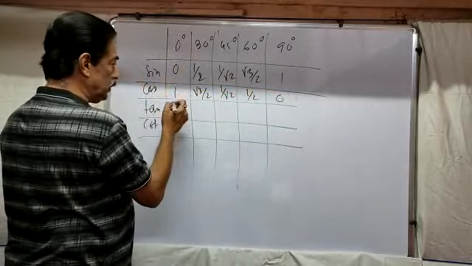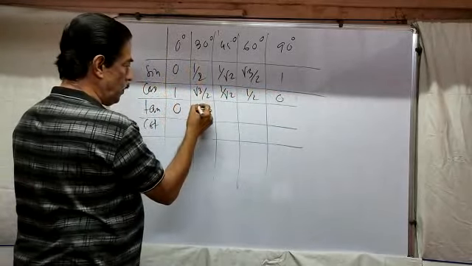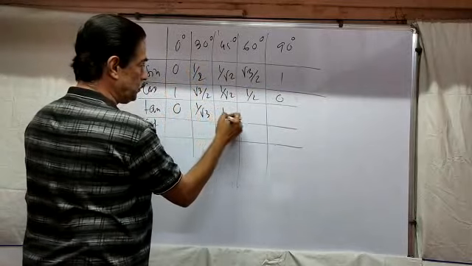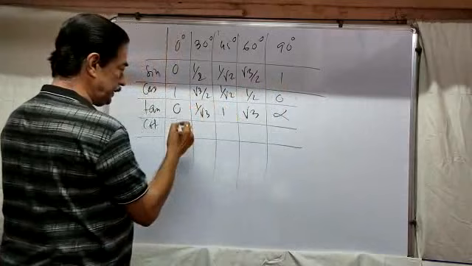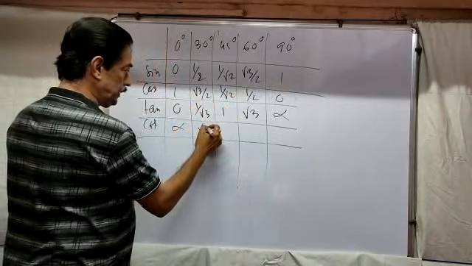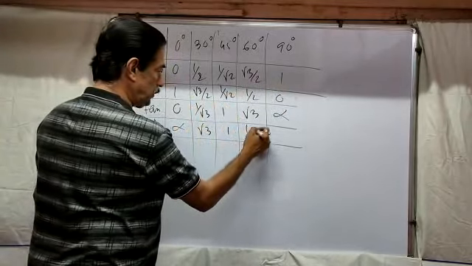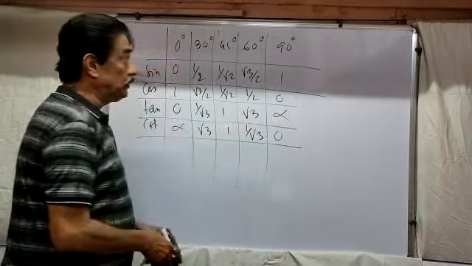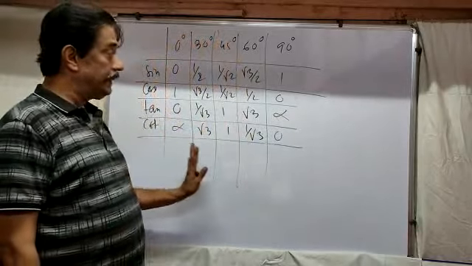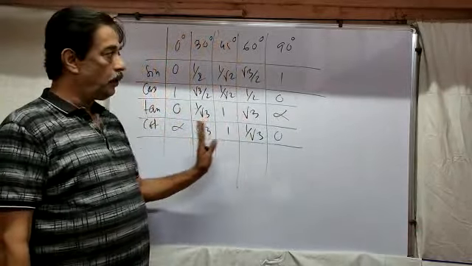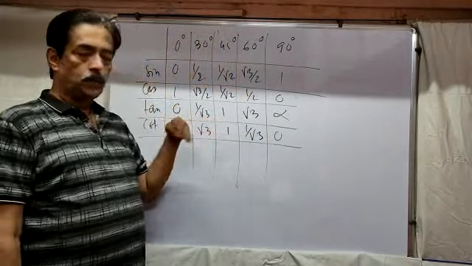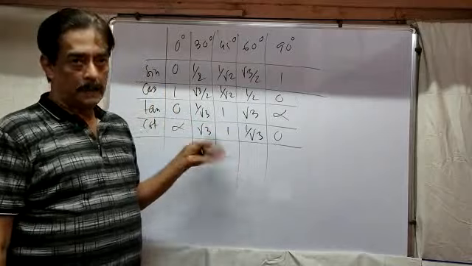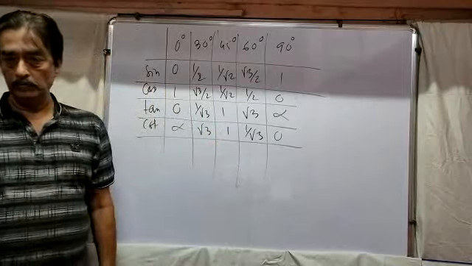Now tan 0 means sin 0 by cos 0, which means 0. Then this is 1 by root 3, this is 1, this is root 3, this is undefined. For cot, just reverse: undefined, root 3, 1, 1 by root 3 and 0. That is your summarization of 9-10 level trigonometry. This formula you have to remember. Now we can move on to what questions you have to face and how to give the answer.